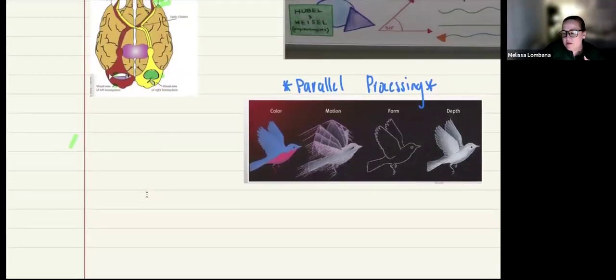And then there is also another concept here, and that is called binding. Binding is basically when our brains bring together and integrate what is processed by using different cells. So binding is just basically putting it together and making it make sense to us.